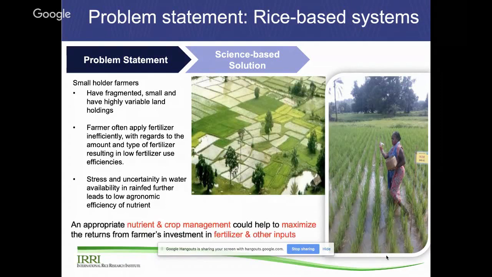What can we do about it? So what we need is appropriate nutrient and crop management options, which could help to maximize the farmer's investment on the fertilizers and also on other inputs.